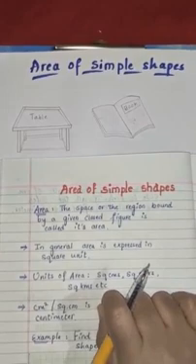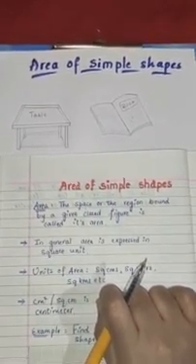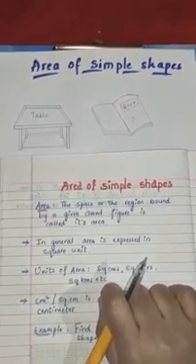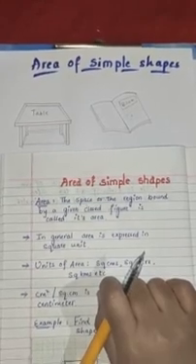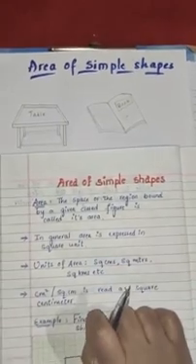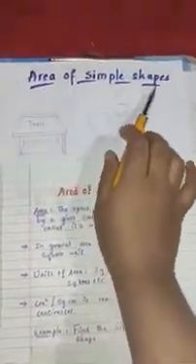Okay, in the last class we studied how to find out the perimeter of the given geometrical figure, right? Do you remember? If you forgot any points, you can get the link in my description box. So in this class we are going to study how to find out the area of simple shapes.